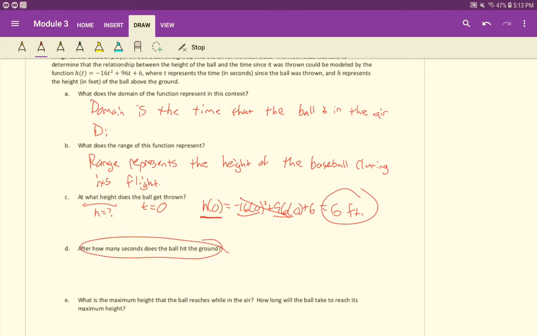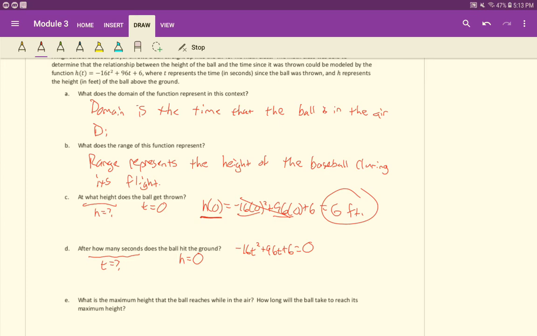After how many seconds does the ball hit the ground? That means we want to know time equals what when the ball hits the ground. Hitting the ground is a position. What is the height of the ball when it's hitting the ground? h is equal to 0. So we're going to set our function equal to 0. And then how do we proceed? Well, we could graph this and see where the graph intersects the x-axis.